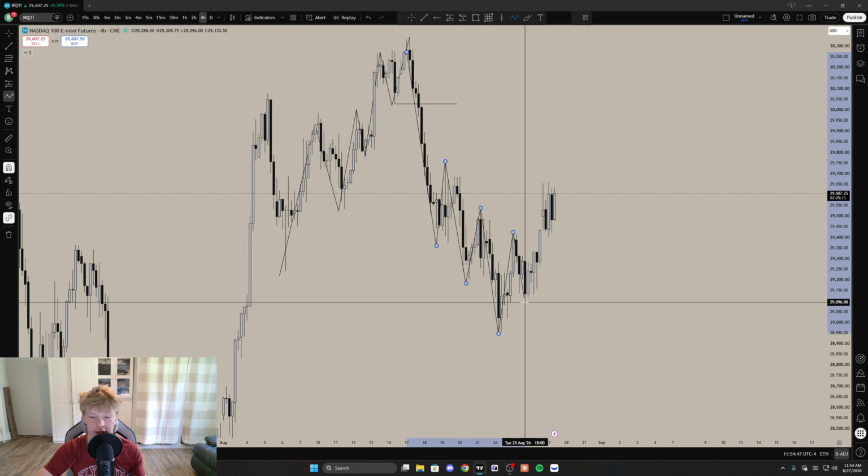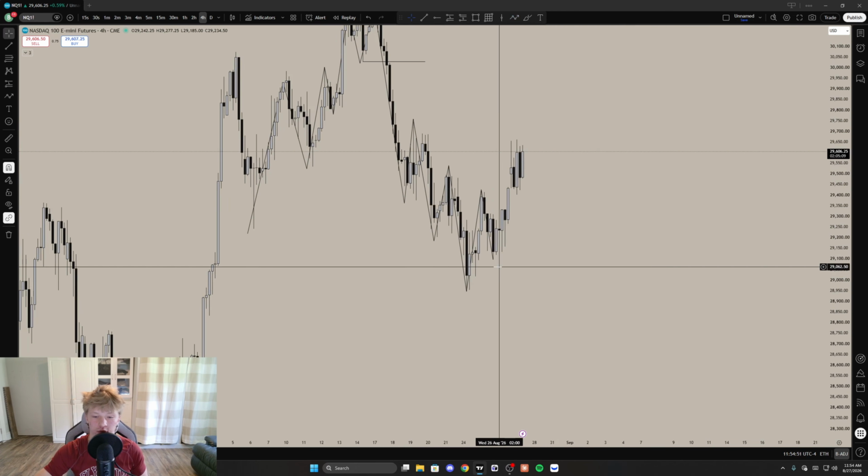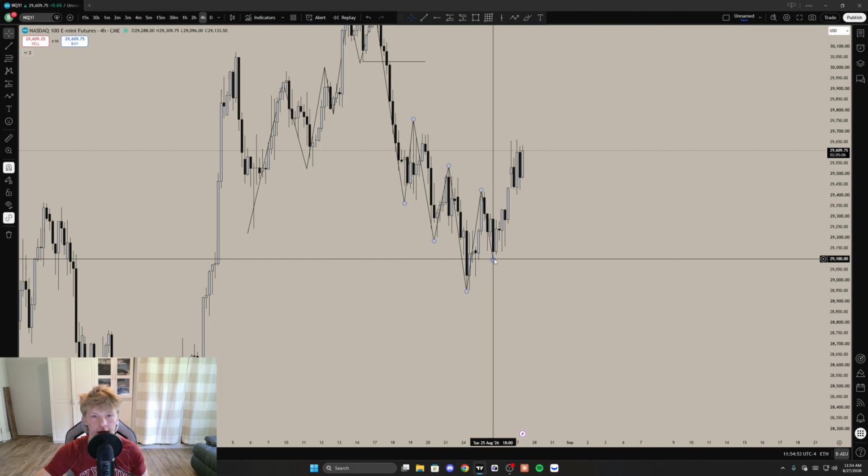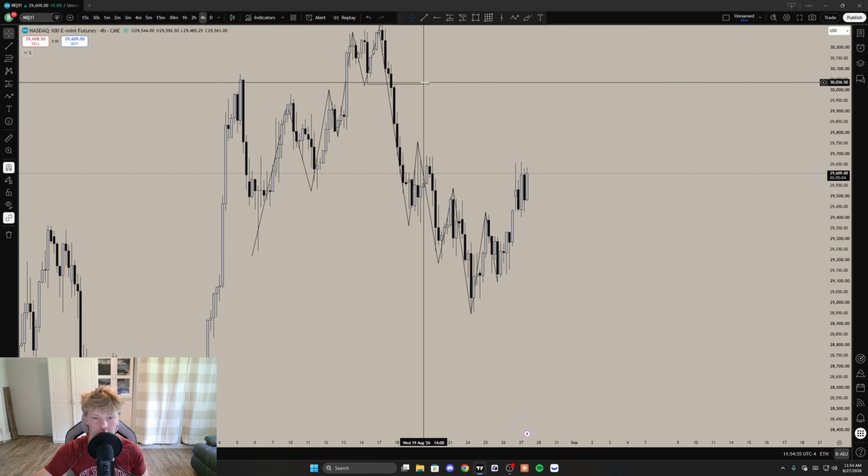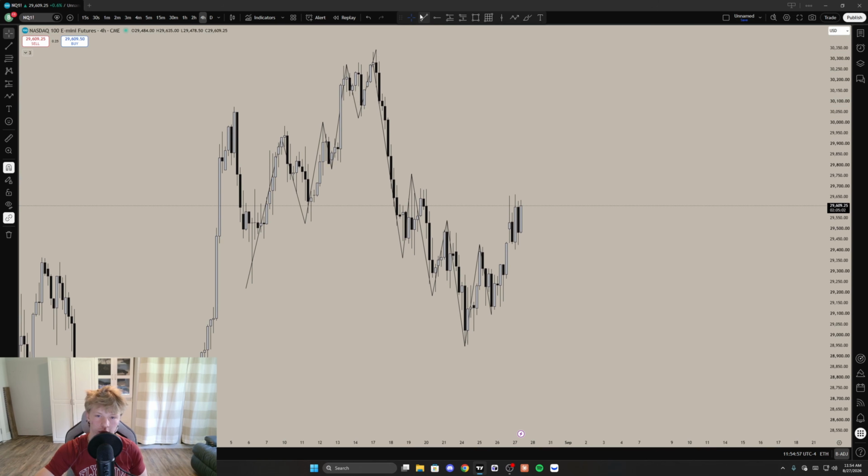Now, ooh, look at this. What is an early sign of a change in market structure is when we fail to put in a lower low when we are in a bearish market, okay? So we have the change in character here. Let me mark that out so y'all see it.